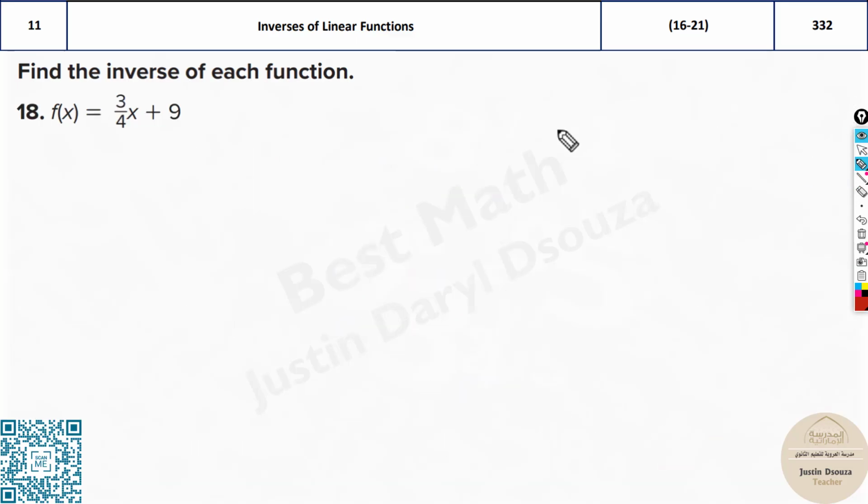Please do these problems by yourselves. I will solve it anyways, but you can skip ahead or solve this by yourself and then check for the correct answers. X is equal to 3 by 4y plus 9. 9 to the other side will be x minus 9 equals 3/4 y. 4 times x minus 9 divided by 3 would be equal to y. So that would be the answer.